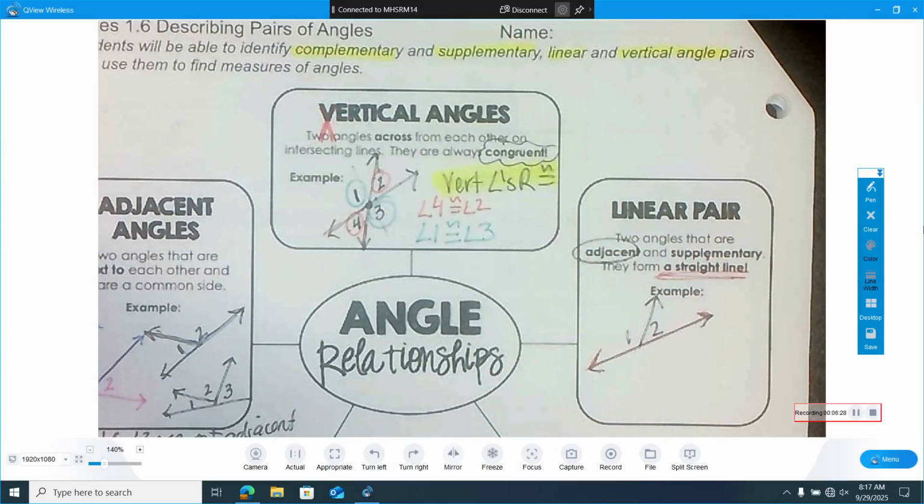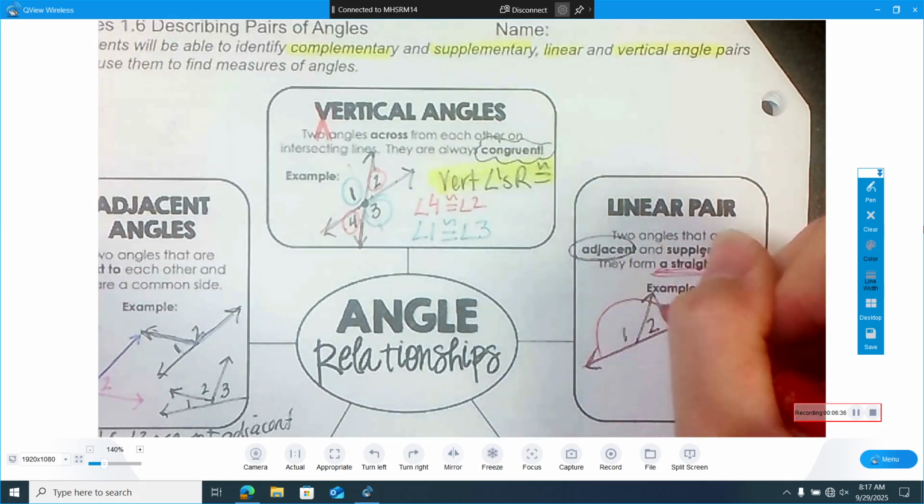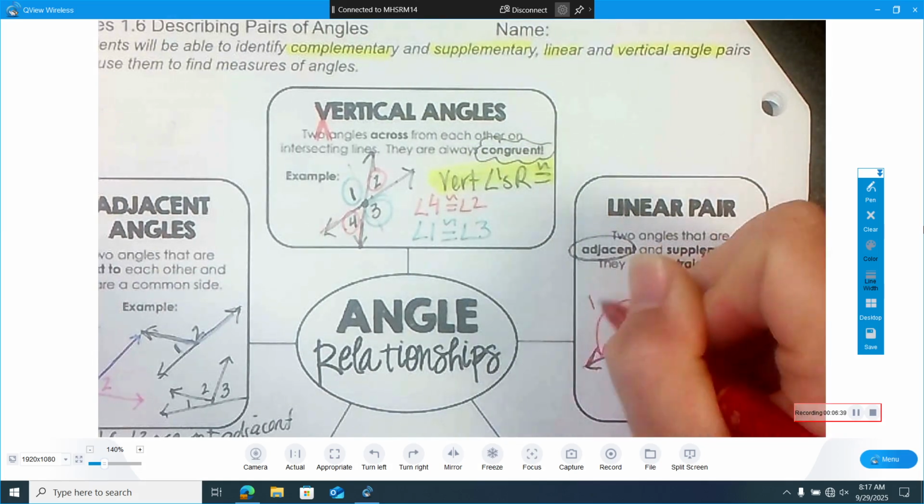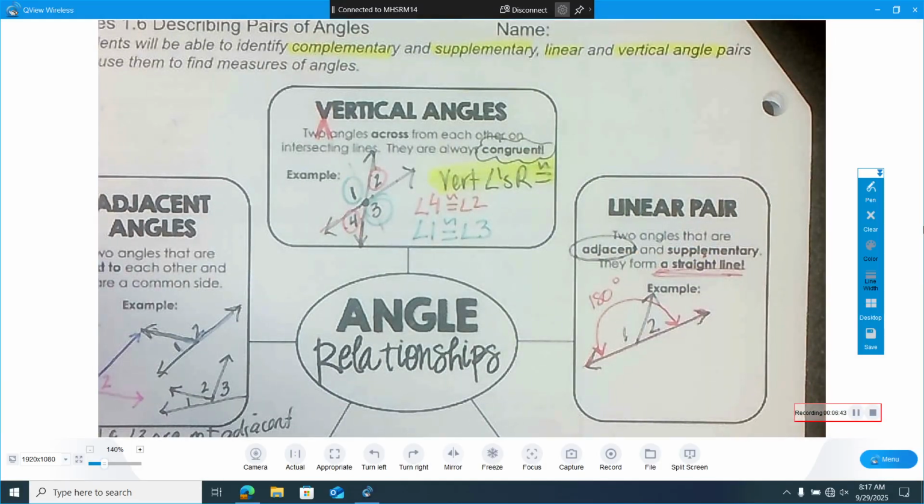How many degrees are on that straight line? 180, right? We've talked about this before. So we know that from one side to the other side here, this is 180 degrees. When you go 90 degrees, the other side must also be 90, right? And 90 and 90 is 180. Okay, so we've talked about that before.